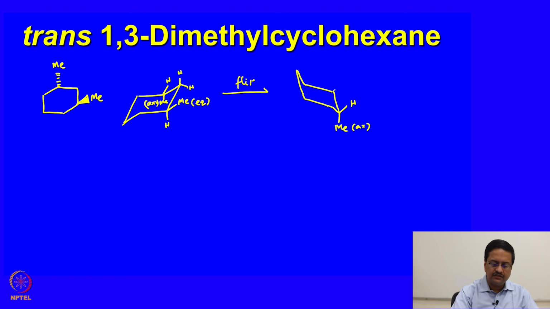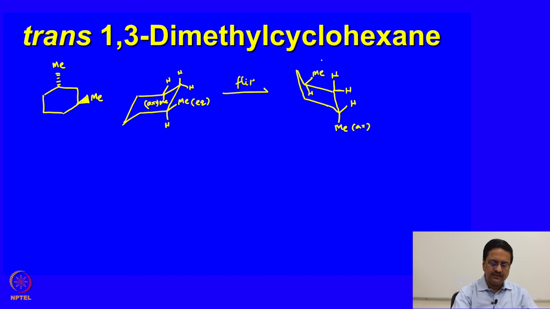The second carbon does not have any hydrogen, so it is up and down. The third carbon, which had a methyl group in the axial position, will now have the hydrogen in axial and the methyl will be equatorial like that.